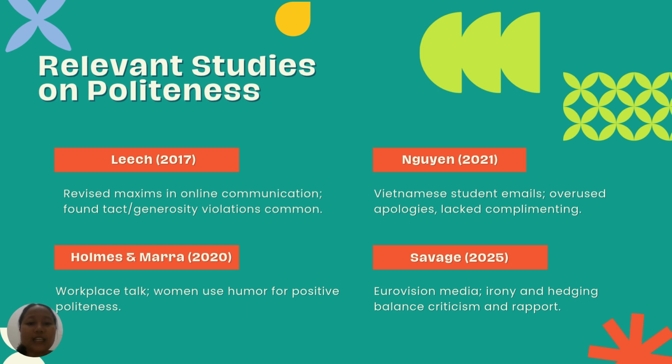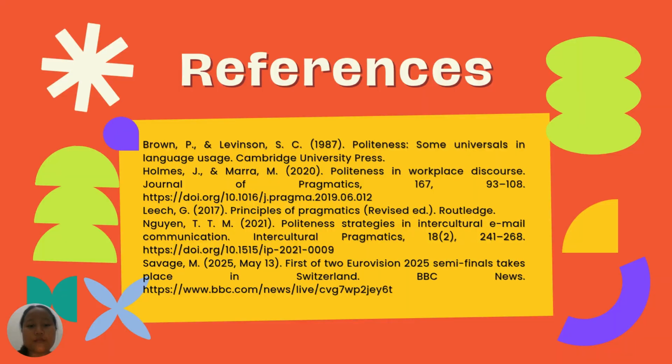And then lastly, from Savage, 2025, the newest, analyzed the BBC's live coverage of Eurovision. He noted that journalists often use ironic compliments and hedging, balancing entertainment with respectful criticism. This shows how politeness also plays a role in journalism and media discourse.